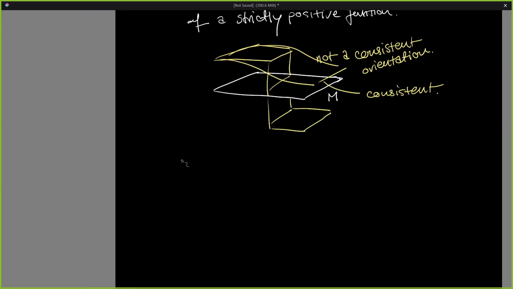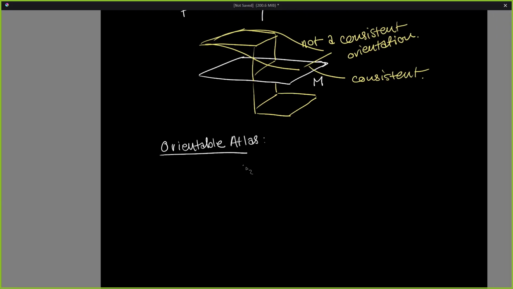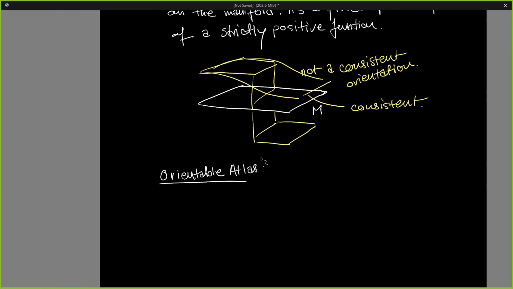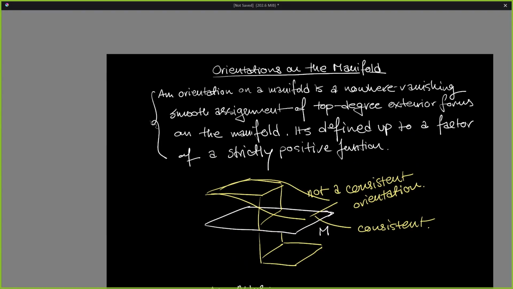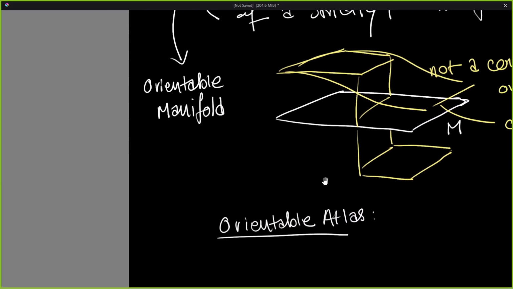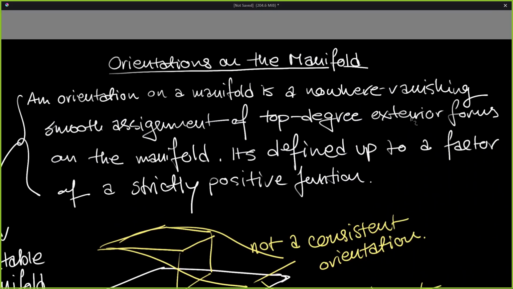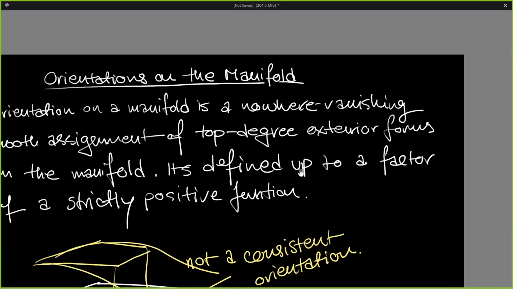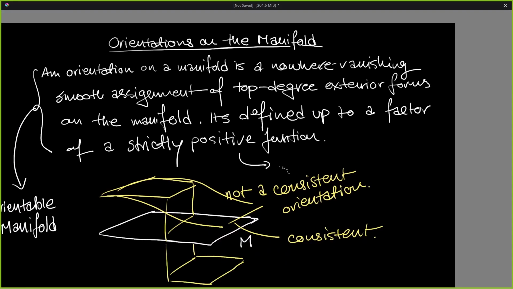There's also this idea of an orientable atlas. If you have this, then this is called an orientable manifold. You might have heard of Mobius strips being non-orientable manifolds, and that's because you can't define this nowhere vanishing top degree exterior form, or overall a non-vanishing differential form. So this would be a differential form.